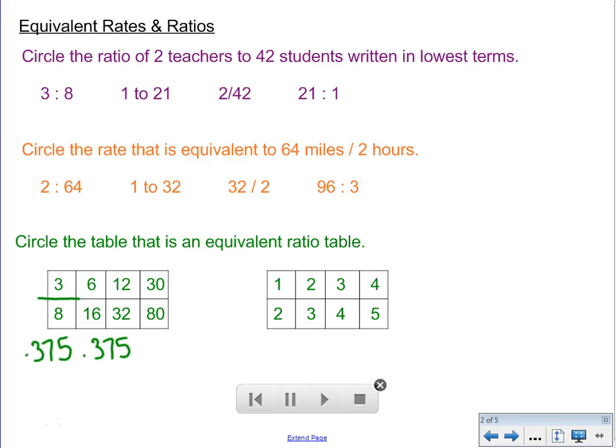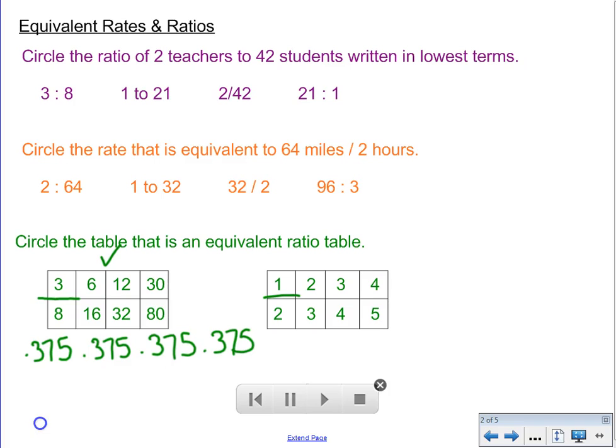12 divided by 32 is 0.375. And 30 divided by 80 is 0.375. All these rates in the table are equivalent, so this would be an equivalent ratio table. Let's check the next table.